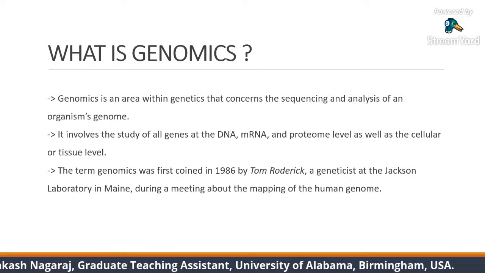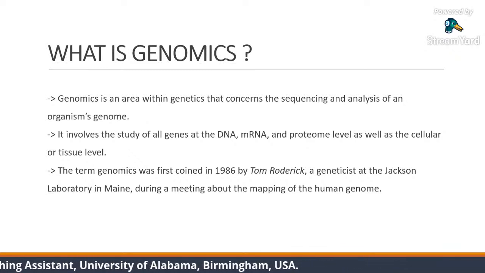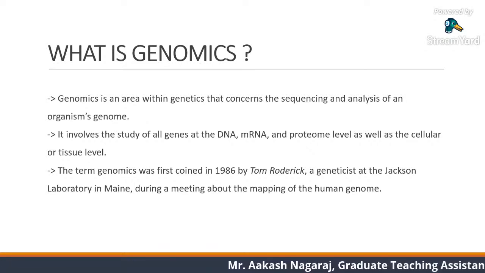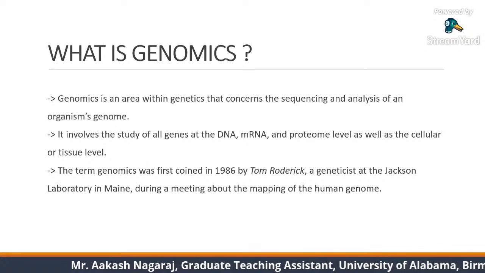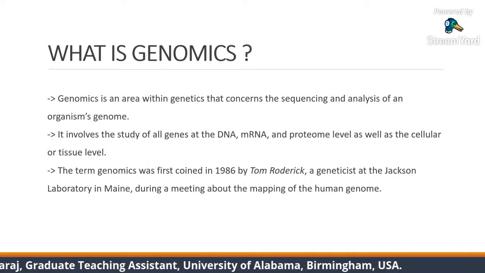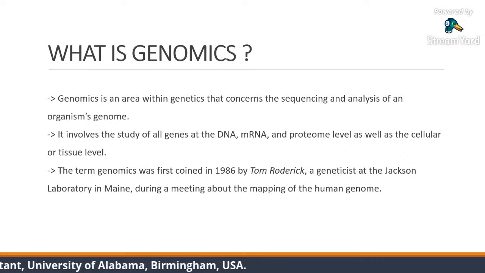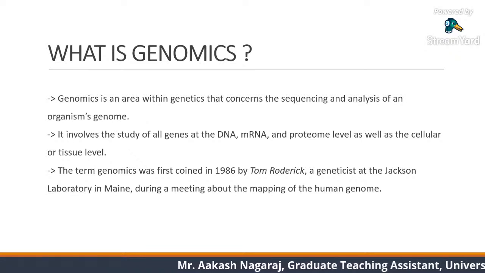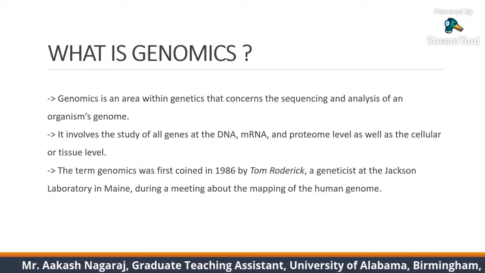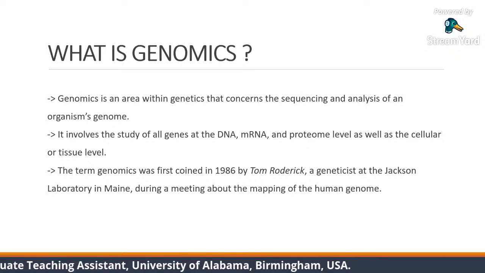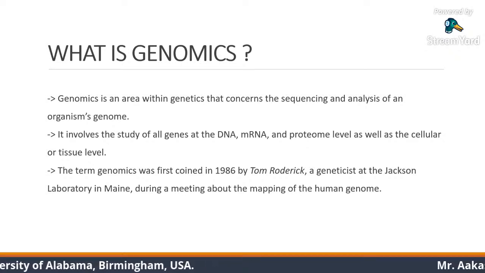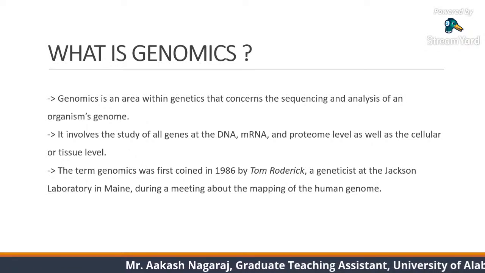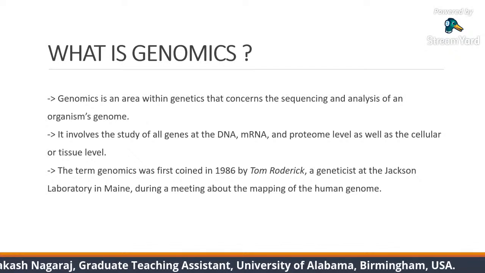So what is genomics? It's the area that's concerned primarily with the sequence of an organism's genome. This could be any organism: humans, plants, animals, and also microbes. It involves the study of genes at the DNA level, at the messenger RNA level and at the proteome level, of both single cells and the whole tissue. This term was first coined in 1986 by a scientist, Tom Roderick, at the Jackson Laboratory during a meeting while they were discussing mapping the human genome.